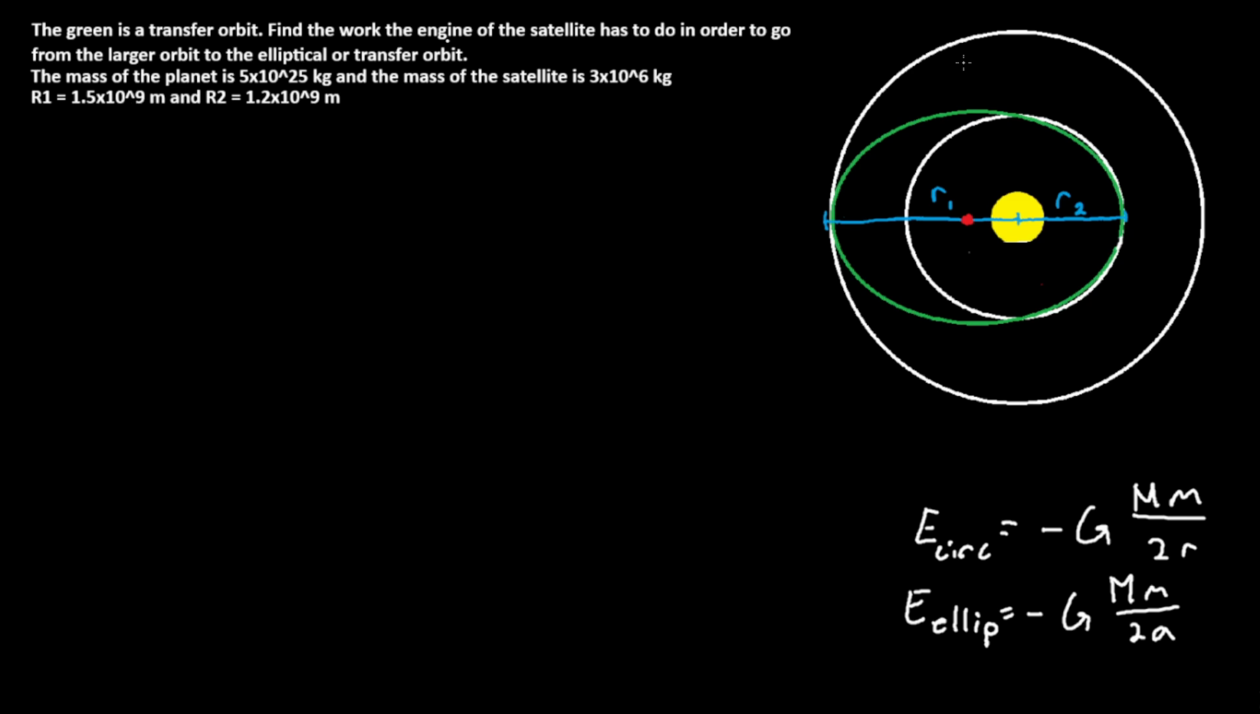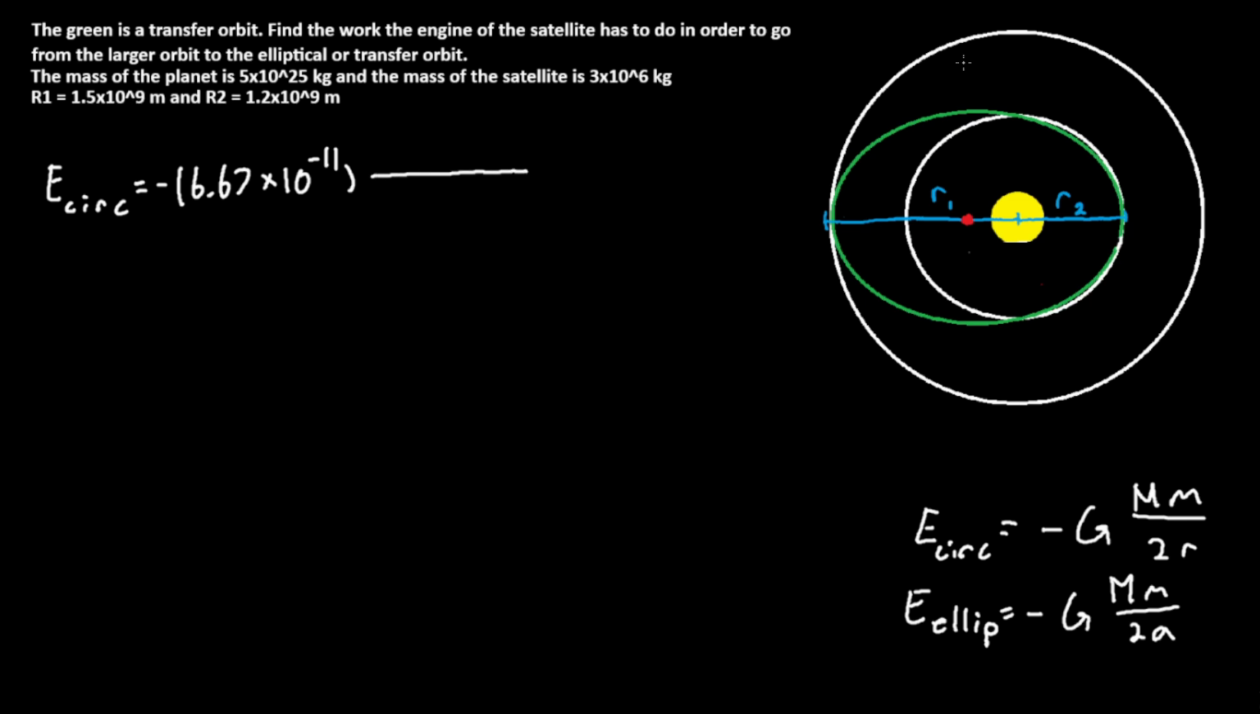So in order to find the work something has to do, well, we need to find some change in energy. So how do we find some change in energy? We have to calculate the energies of the orbits first. Let's go ahead and use our formula. So use our formula for the circular orbit first, and let's find the energy of the larger circular orbit.